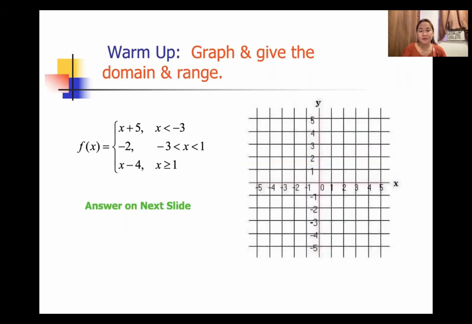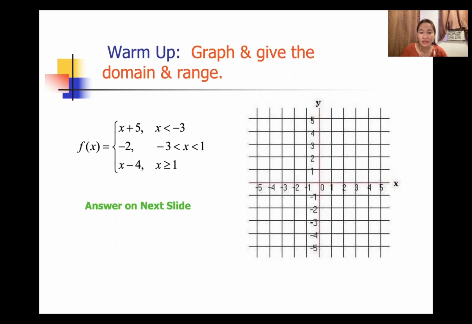So we have here an example of a piecewise function. This is a piecewise function. Then what is the domain and range? So f of x is x plus 5 if x is less than -3, and -2 if x is greater than -3 but less than 1.